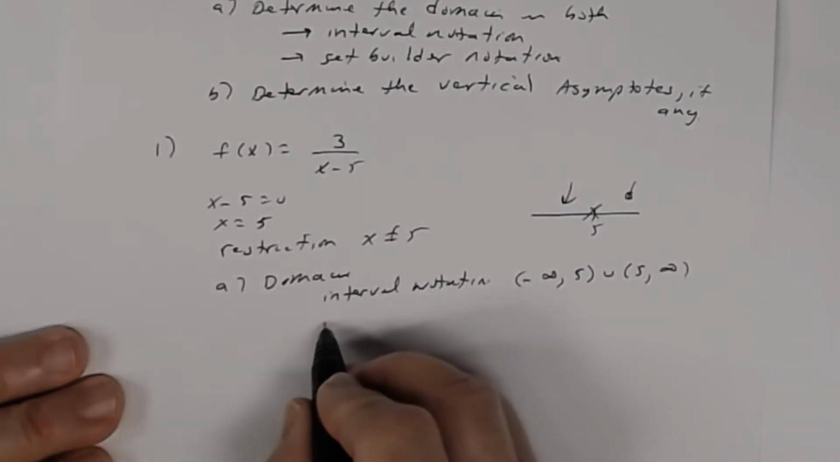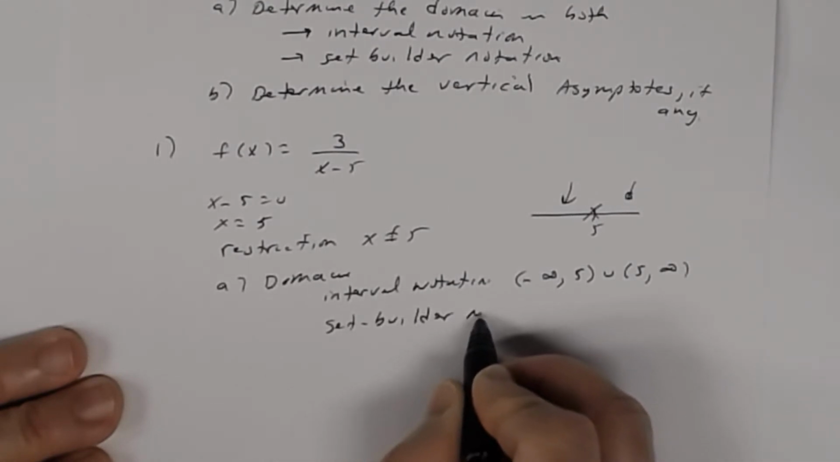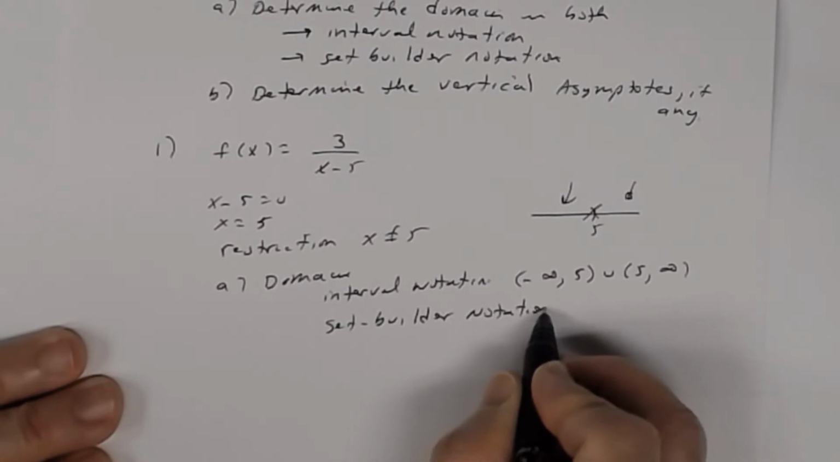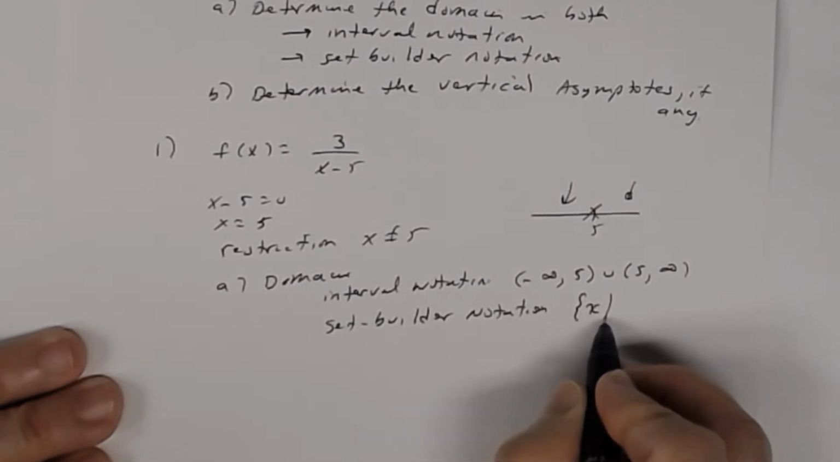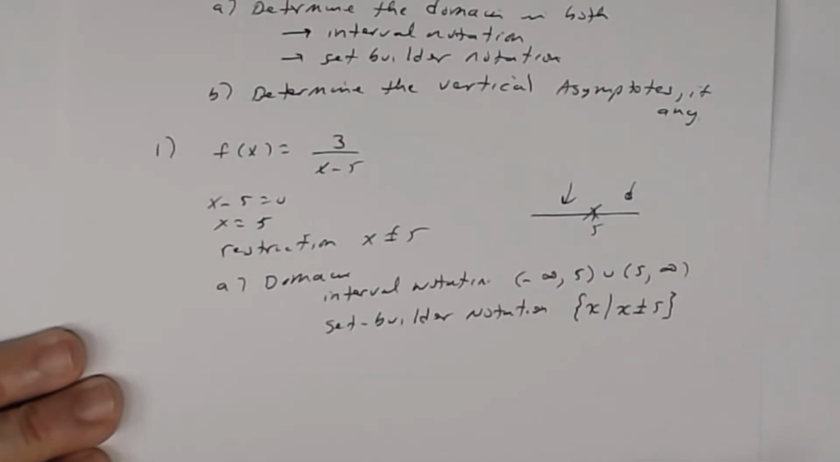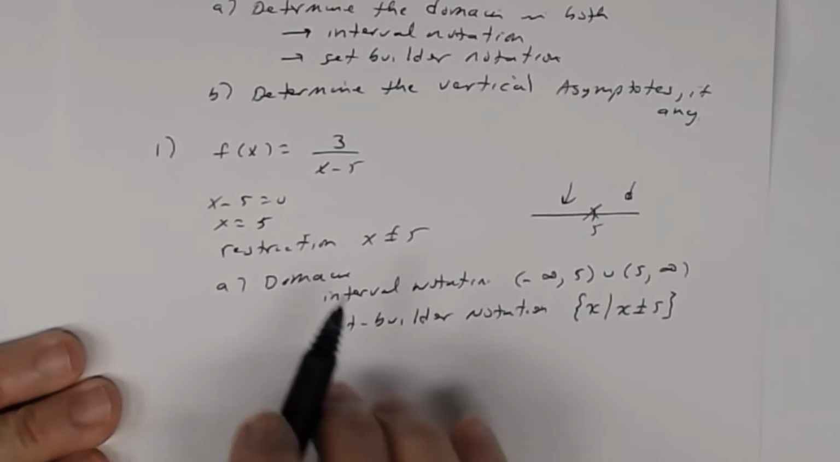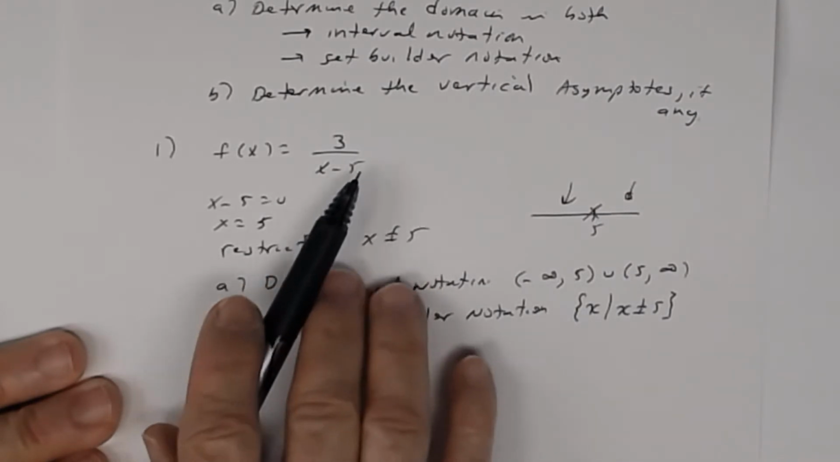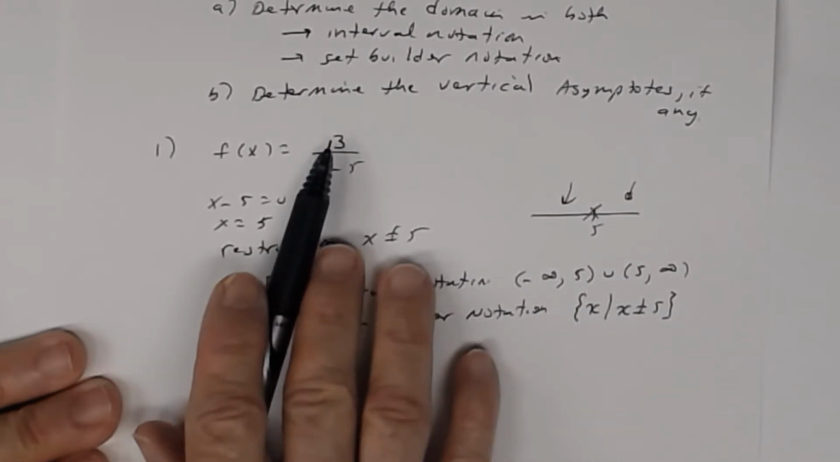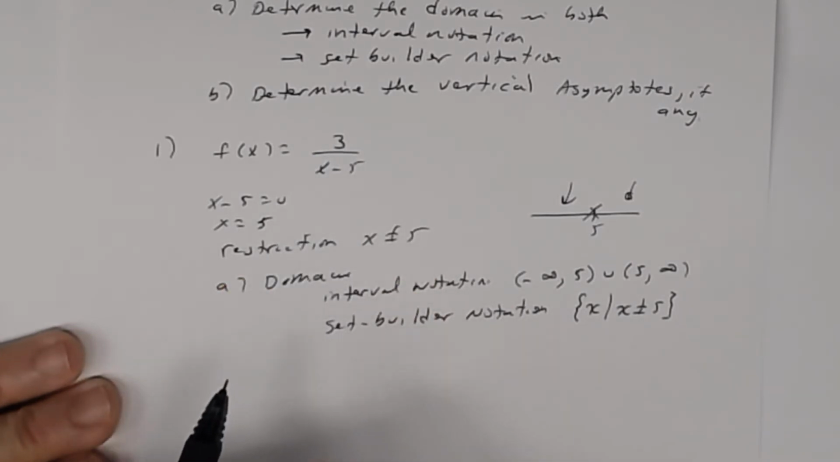And then in set builder notation, you're going to say the set of x's such that x does not equal 5. That's set builder notation. That means any real number except 5, because 5 makes this rational function undefined. 3 divided by, and remember, 5 minus 5 is 0, so 3 divided by 0 is undefined.